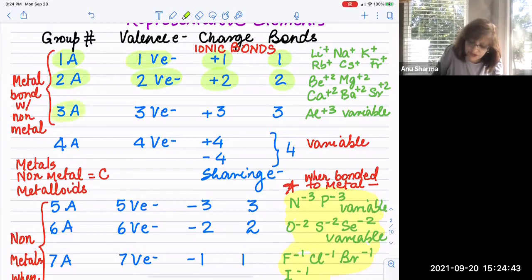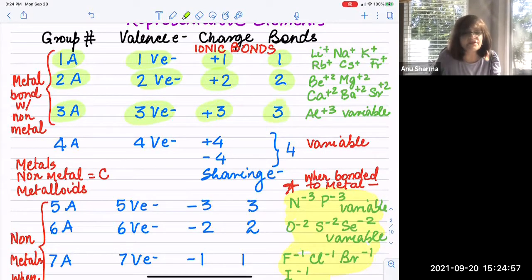If an atom loses 3 electrons, it has 3 valence electrons. That is, we are talking about group 3A. Generally aluminum here. So aluminum has 3 valence electrons. It will lose those 3 valence electrons and it can make 3 bonds.